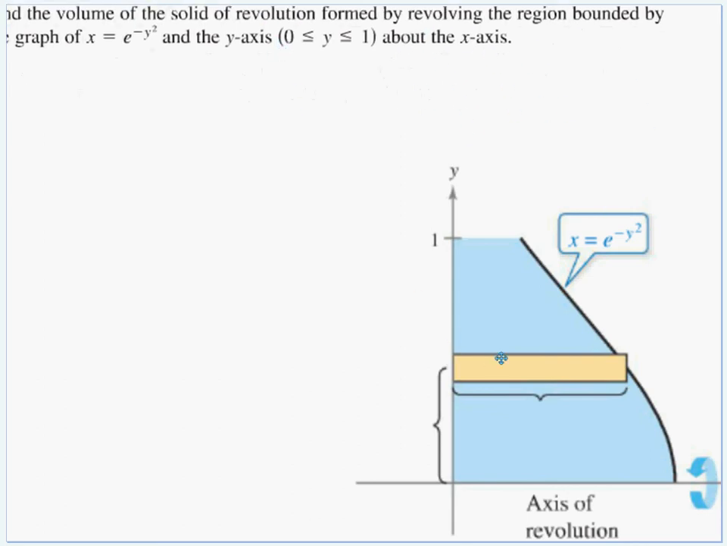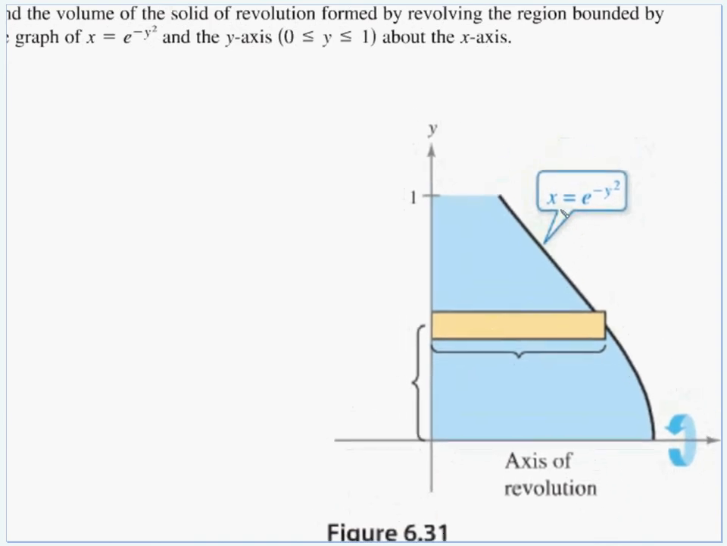So let's analyze our picture. Here's our function, e to the negative y squared. We see our rotational axis is x, and then we see our representative element. So what determines the length of this? Well, the right side of it is touching our function. The left side of it is touching x is 0. So it would be the function minus 0, or just e to the negative y squared. Determines our rectangle.